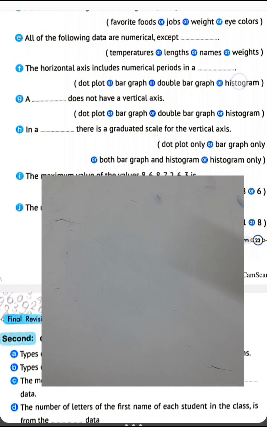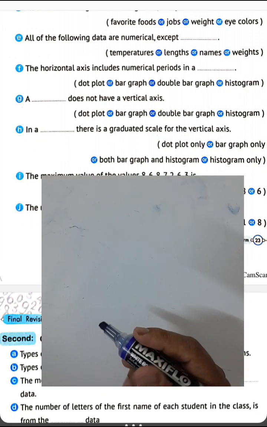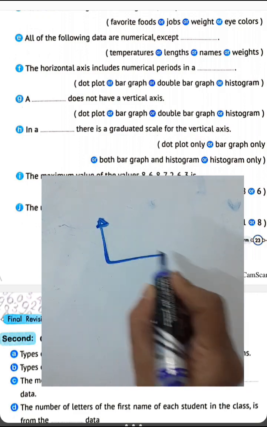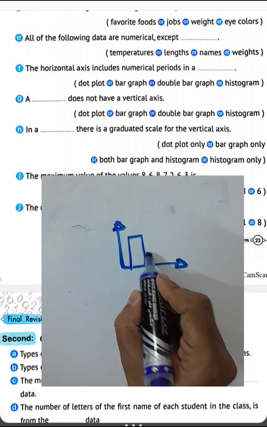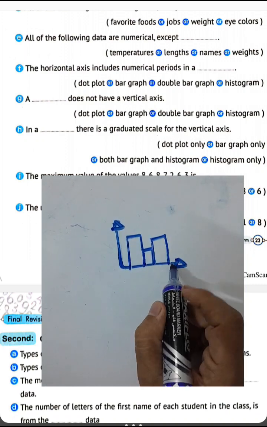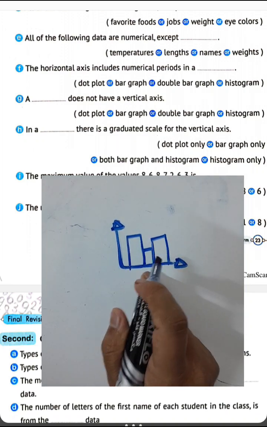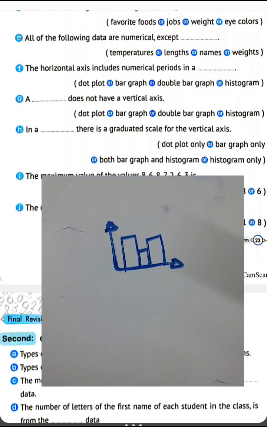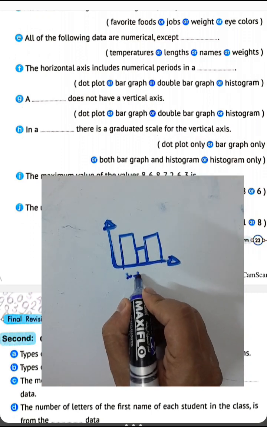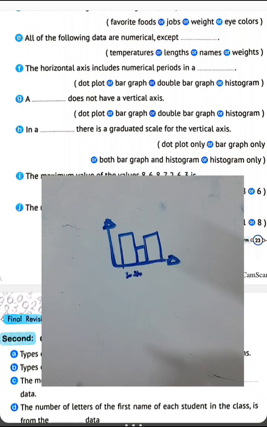In the histogram we have intervals or periods. This is the horizontal axis. So in the histogram's horizontal axis, we can write the intervals or periods. So the result will be a histogram. This word periods means the intervals, such as from 30 to 40, it's the interval. So you must choose histogram.